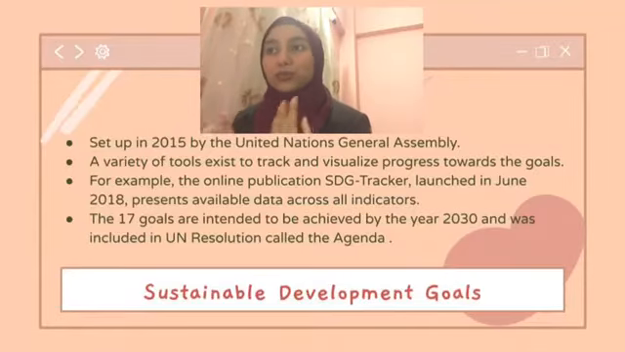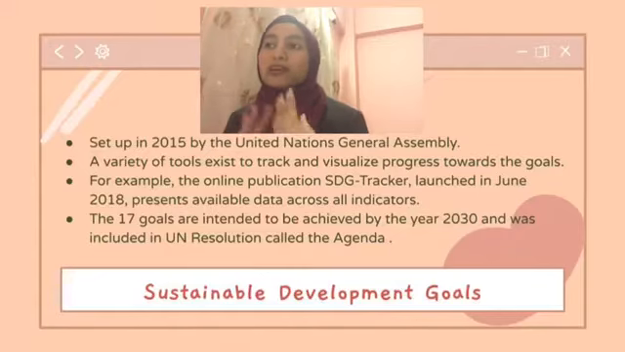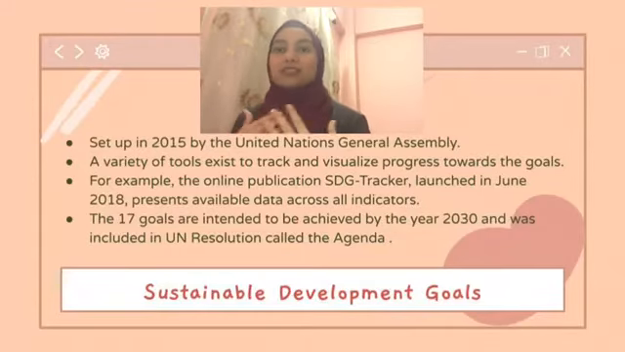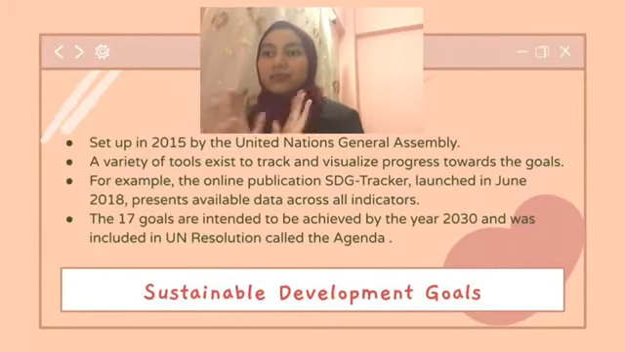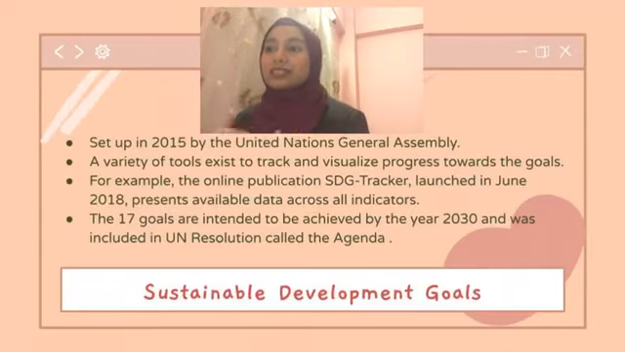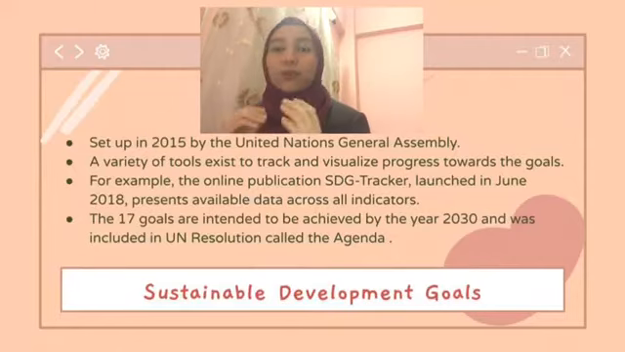A variety of tools exist to track and visualize progress towards the goals. So for example, they use the online publication SDG Tracker to measure progress towards SDGs. So this SDG Tracker presents data across all available indicators from the Our World in Data database. They are using official statistics from the UN or from other international organizations.